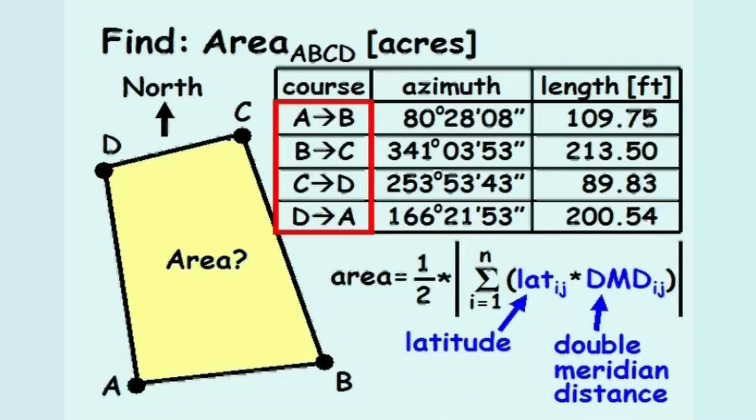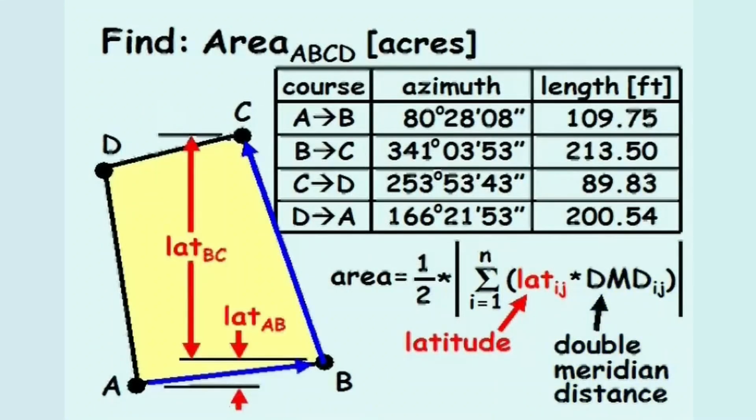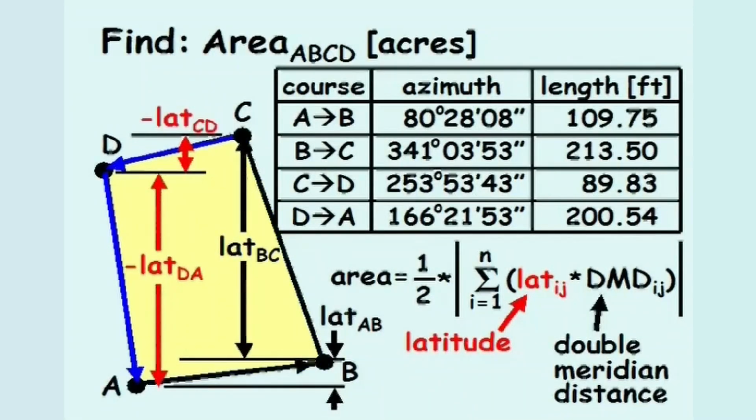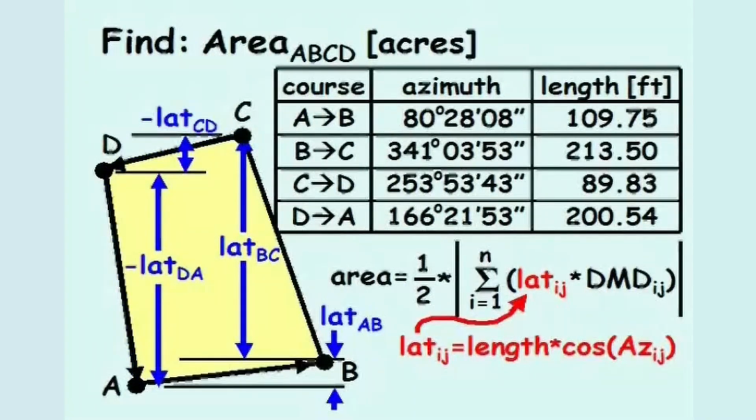In plane surveying, latitude refers to the northward distance covered when traversing a course. From the figure, we notice the latitude of course BC is much greater than the latitude of course AB. Both of these latitudes are positive, whereas the latitudes of courses CD and DA are both negative because these courses traverse in a southward direction. The latitude is computed as the length of the course times the cosine of the azimuth of the course.